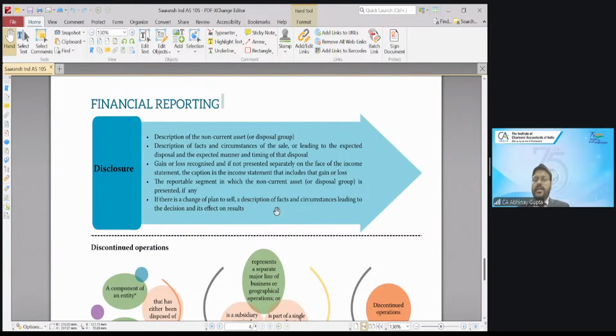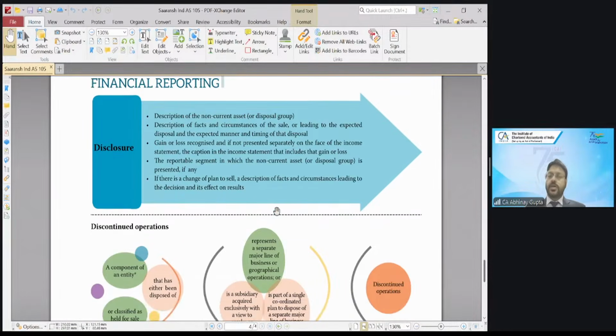Gains and losses recognized, if any, and presented separately on the face of the income statement, that also needs to be disclosed. And the reportable segment of which this disposal group is a part, so that segment name needs to be disclosed in the notes. And if there is any change to the plan to sell these, then the facts leading to that change also need to be explained. So these are the key disclosures required by the standard.